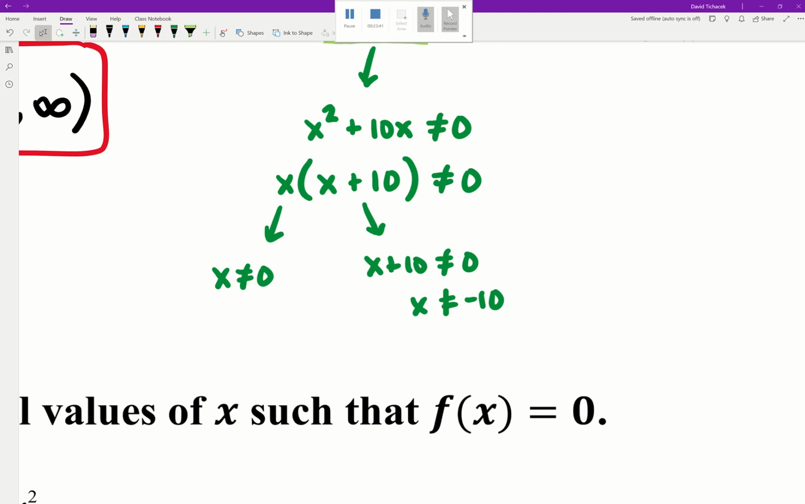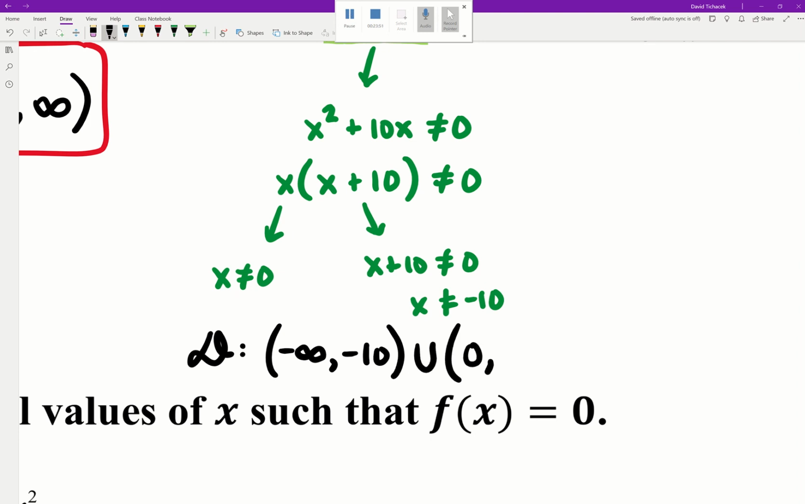Okay, so if you were to write that domain out, we would have to go ahead and use a little bit of a union symbol and say that would be the open interval from negative infinity all the way until negative 10. Unite that with the open interval from 0 all the way to positive infinity.